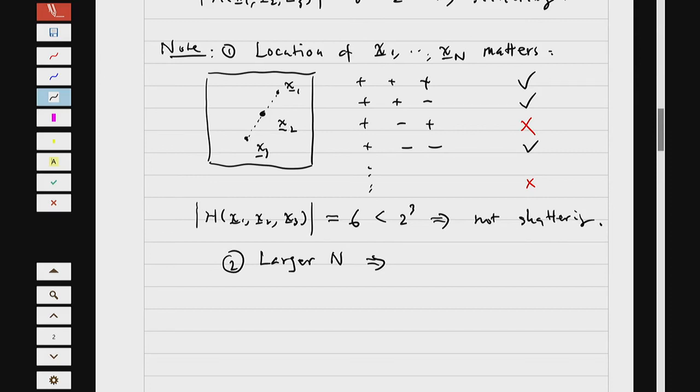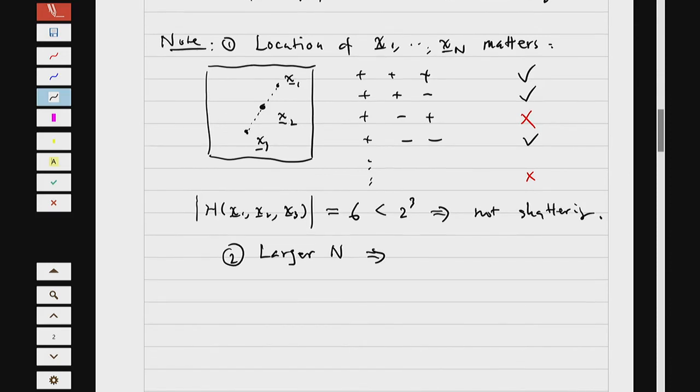Yeah, so therefore it's harder to shatter, harder to separate all of them. Yeah, that's right. Because you have more points, and purely there's more cases to handle. So harder to shatter.